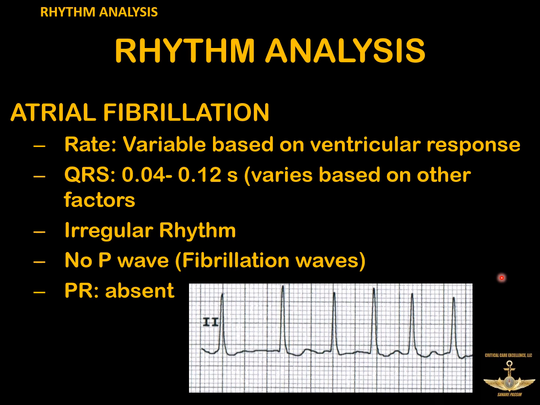Because this is not originating from the SA node, you don't really have P waves; you have what we call fibrillation waves. And sometimes it just looks like a flat baseline. You don't even see that many waves in our example. But again, the most important thing is the irregularity. And because it's irregular with no P waves, you don't have any PR interval.